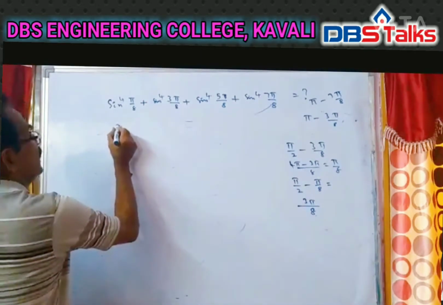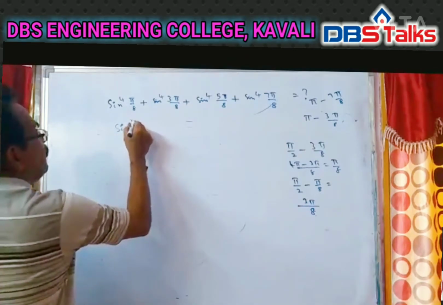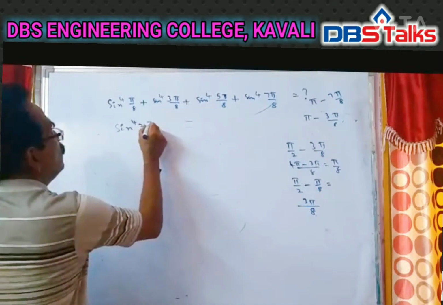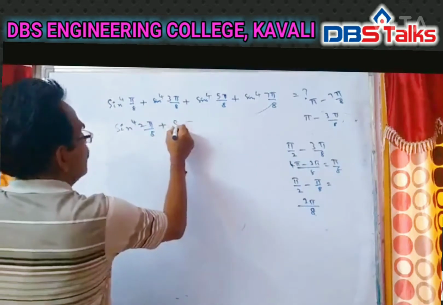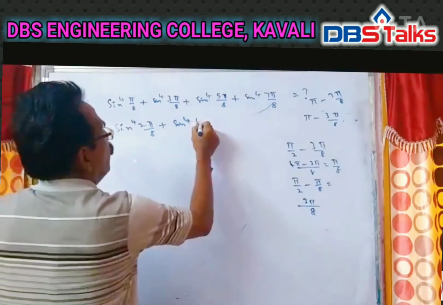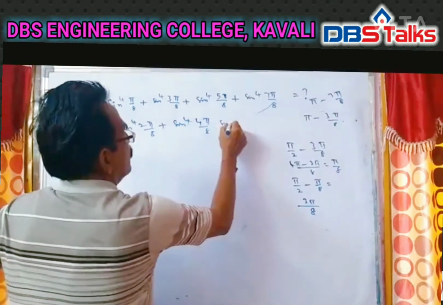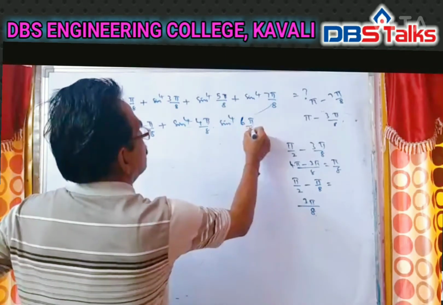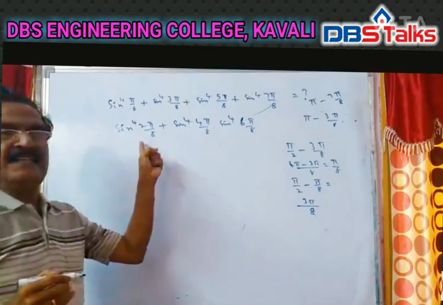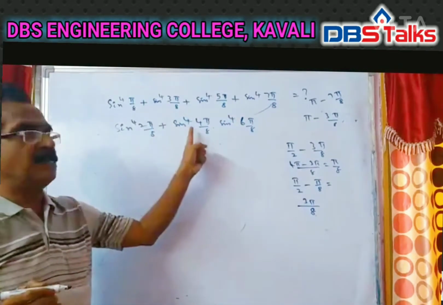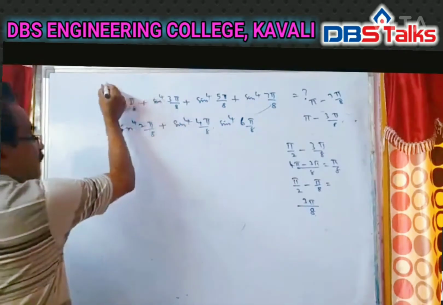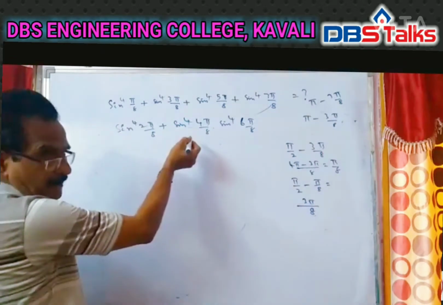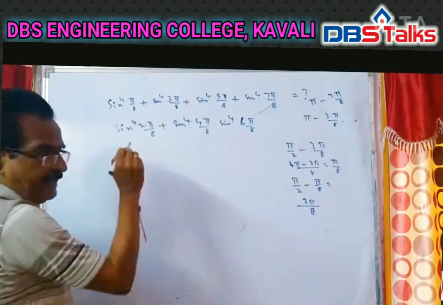Now let us consider sin power 4 2 pi by 8 plus sin power 4 4 pi by 8 plus sin power 4 6 pi by 8. We can find the values of these things. The expression of this is 1.5. Now let us see the value of this expression. Let us add the values of both the expressions.